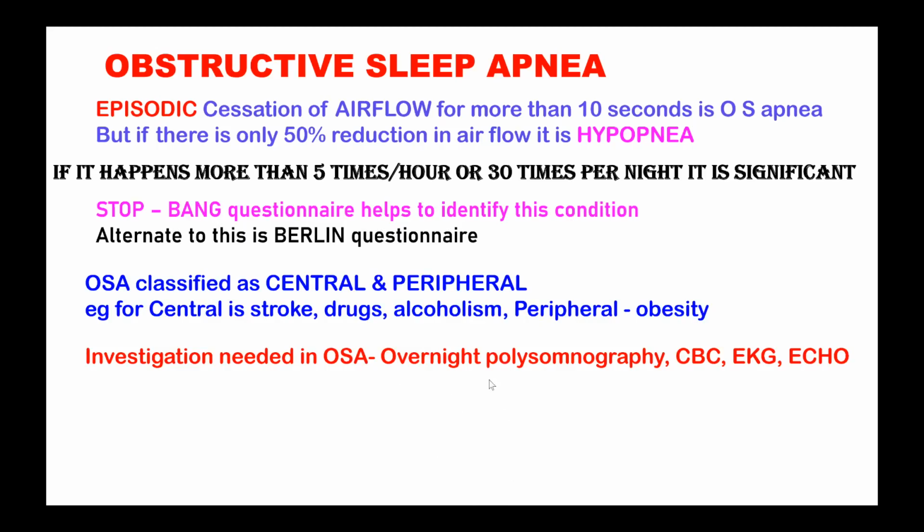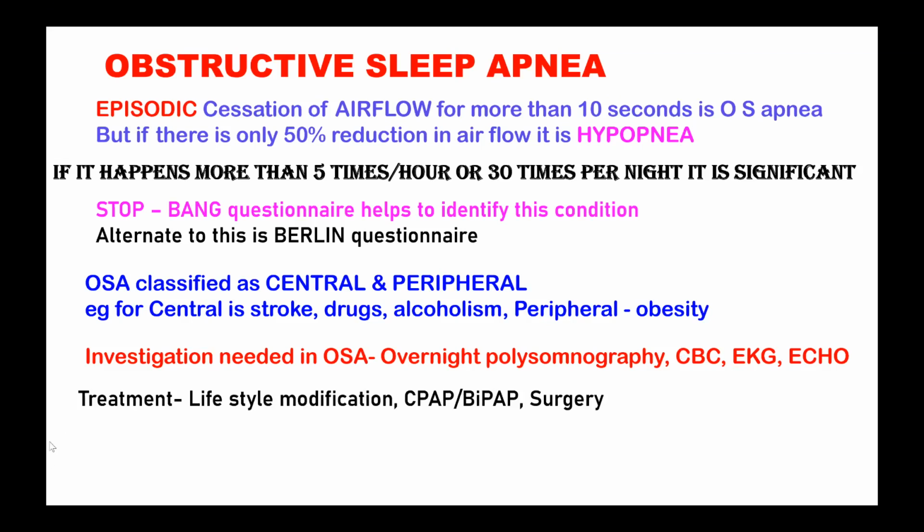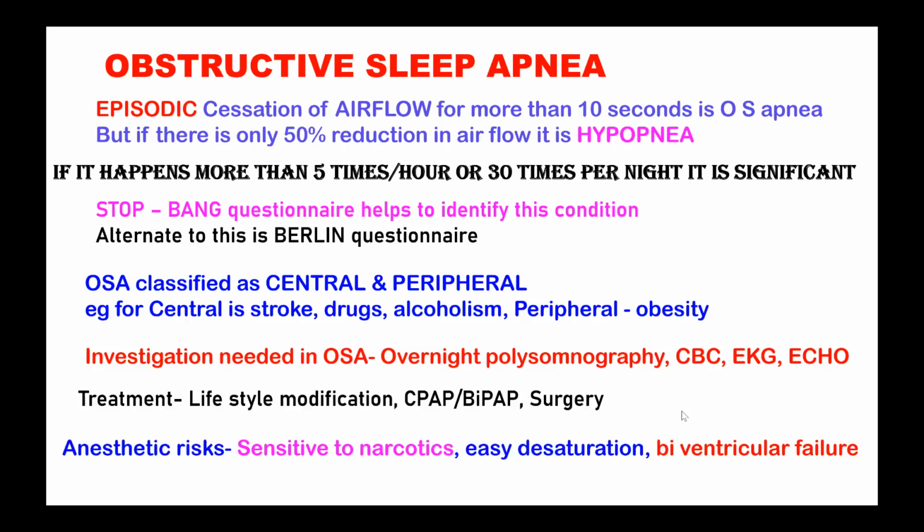Investigations needed for OSA are overnight polysomnography, complete blood count, EKG, and echo to see the cardiovascular changes. Treatment is by lifestyle modification, CPAP, BiPAP, or by surgery in the upper airway. Some people will require adenotonsillectomy or pharyngoplasty, all those things. Anesthetic risks are sensitivity to narcotics, easy desaturation, and biventricular failure, which can happen in untreated cases with long-standing OSA.